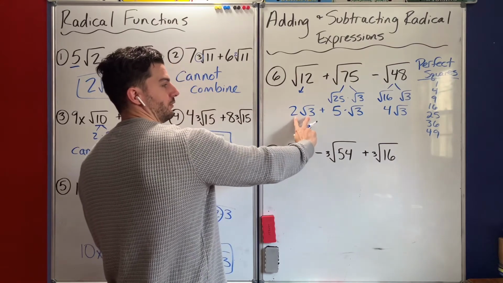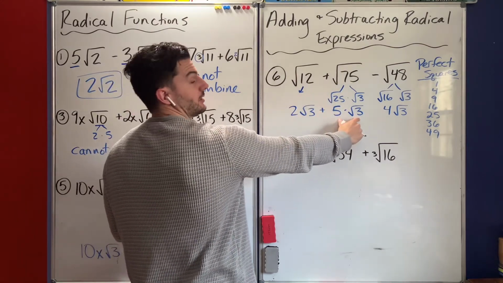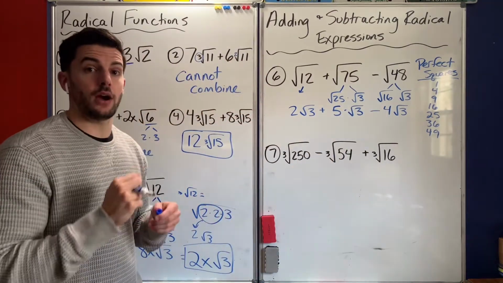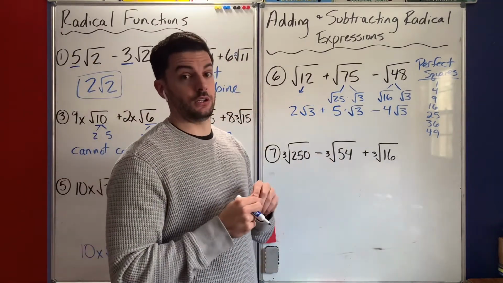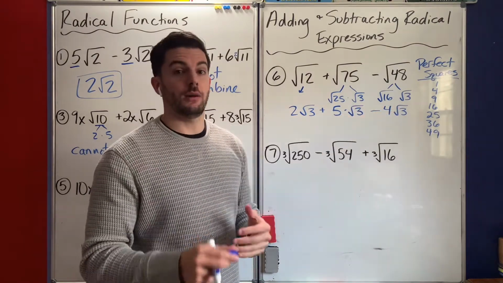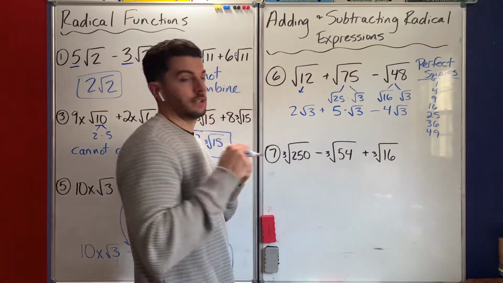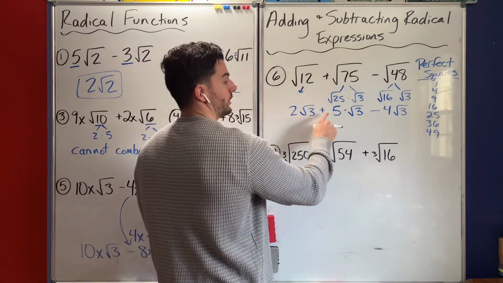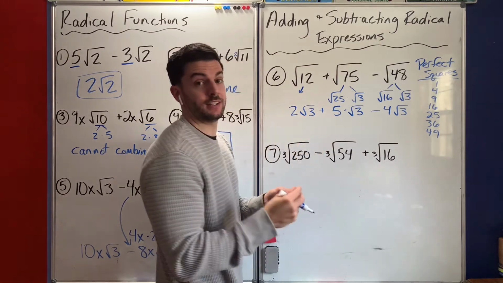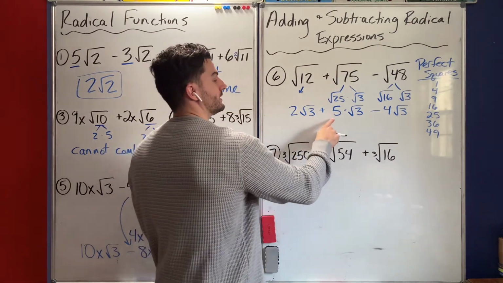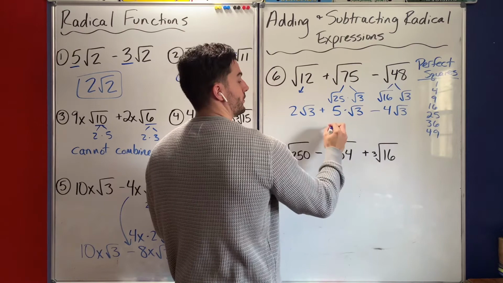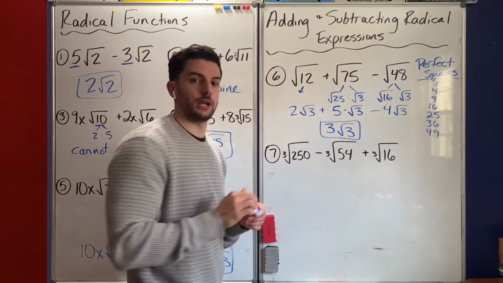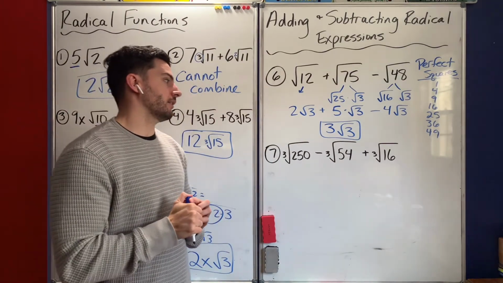So 2 times the square root of 3 plus 5 times the square root of 3 minus 4 times the square root of 3. Right at the beginning, it didn't look like we could do it. But now, because I have a common radicand, I can add and subtract these terms, right? So 2 square roots of 3 plus 5 square roots of 3 is 7 square roots of 3, and then 7 minus 4 square roots of 3 leaves me with 3 times the square root of 3. So that's how many of those I would have left.